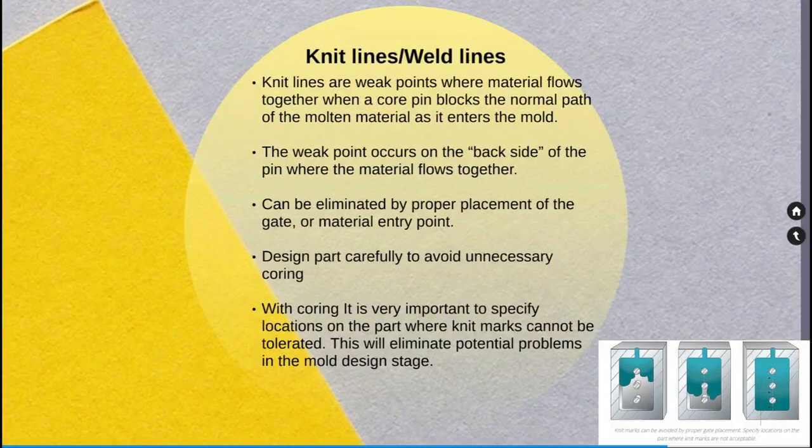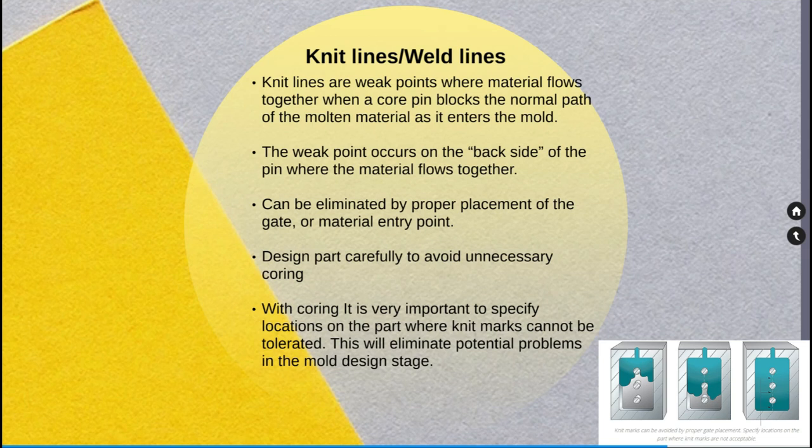Next is knit lines or weld lines. Weld lines are the weak points where the material flows together when a core pin blocks the normal path of the molded material as it enters the mold. The weak point occurs on the back side of the pin where the material flows together. It can be eliminated by proper placement of the gate or material entry point.